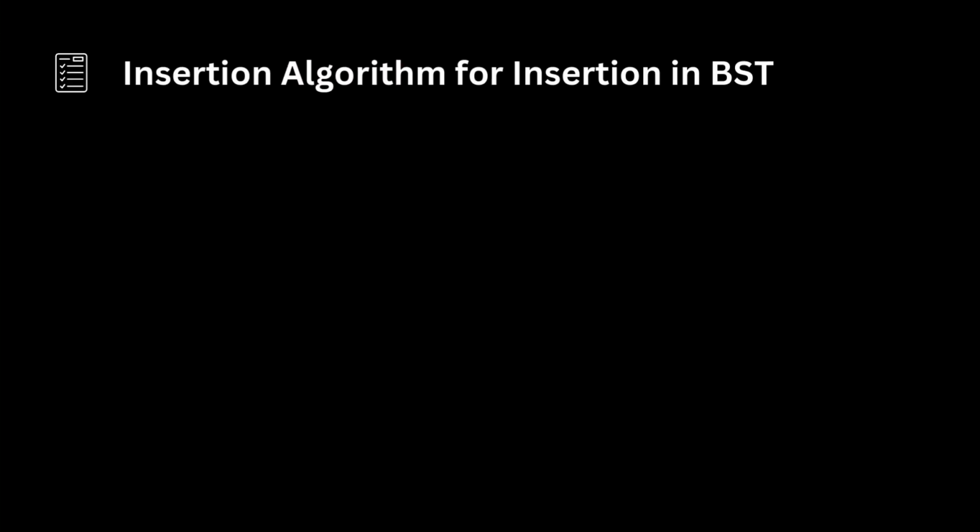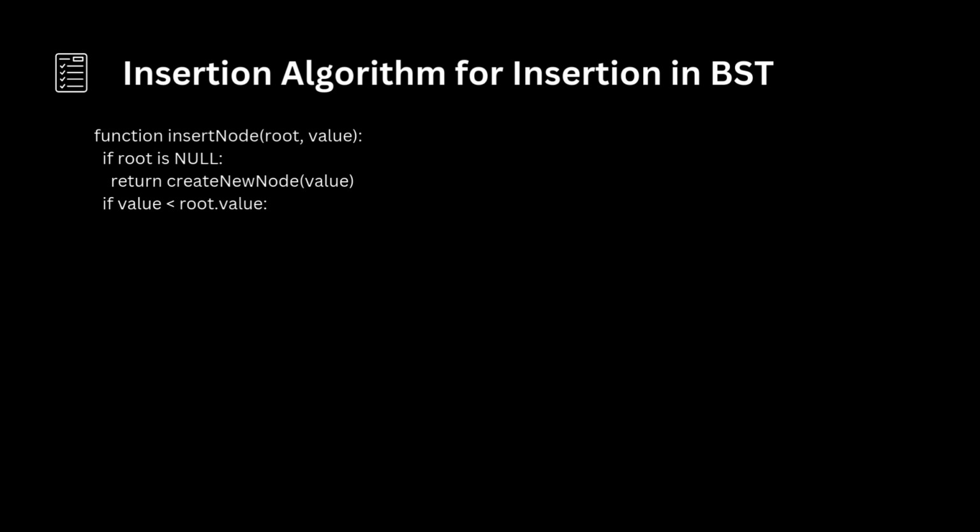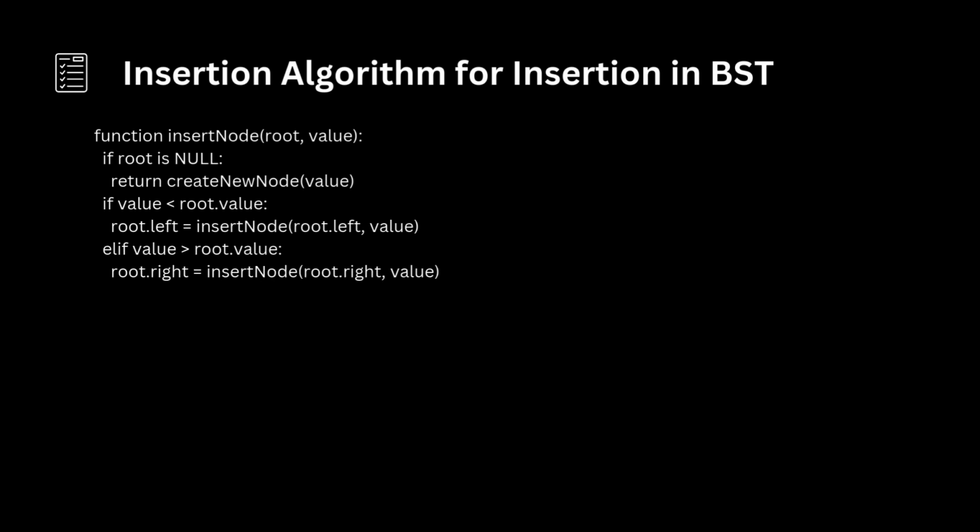Insertion algorithm. First check if the root of the tree is null. If yes, create a new node with the given value and return it as the root. If the value is less than the current node's value, recursively call the function to insert the value in the left subtree. If the value is greater than the current node's value, recursively call the function to insert the value in the right subtree. Return the root after inserting the new node.